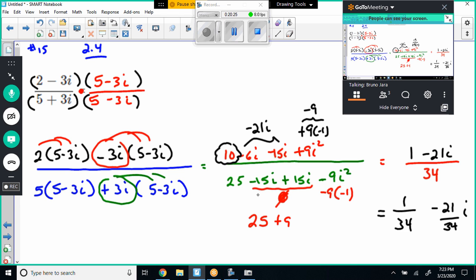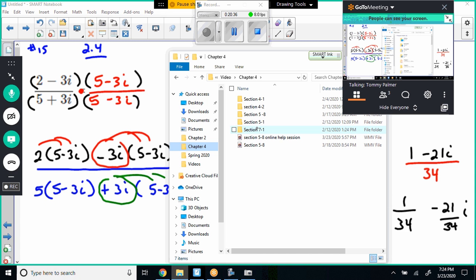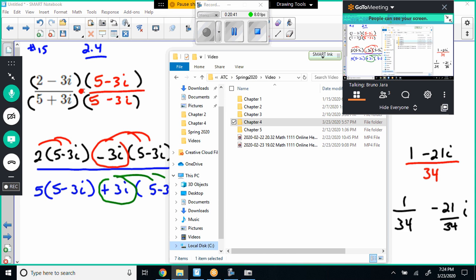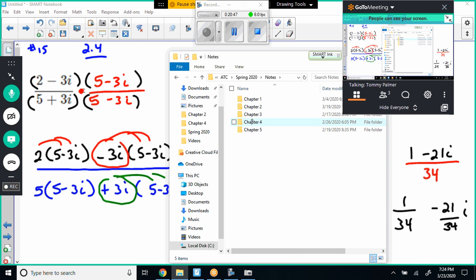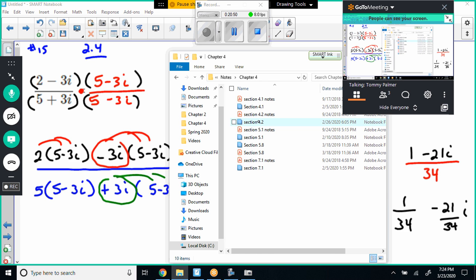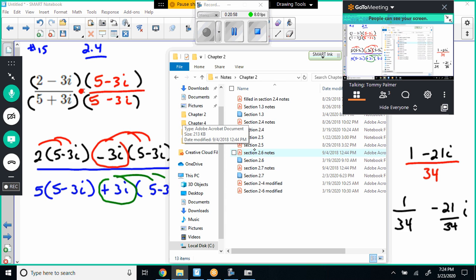Well, they're going to have this on it. Let me show you what I'm talking about here. Let me go to notes and then 2.4. Where did I do it? Oh, I'm in chapter 4. I'm in 5 o'clock class. Okay. So 2.4 and 2.6 are modified, right? And I took the old ones down and then put the new ones up.